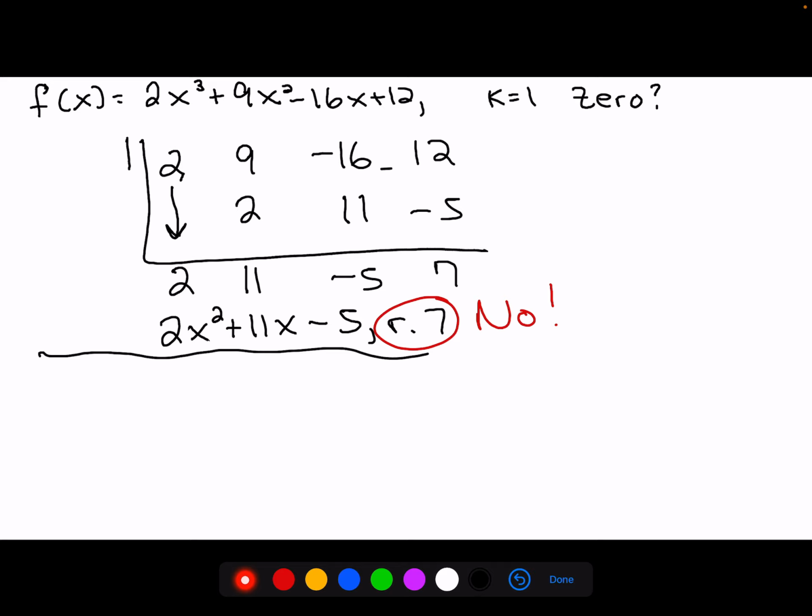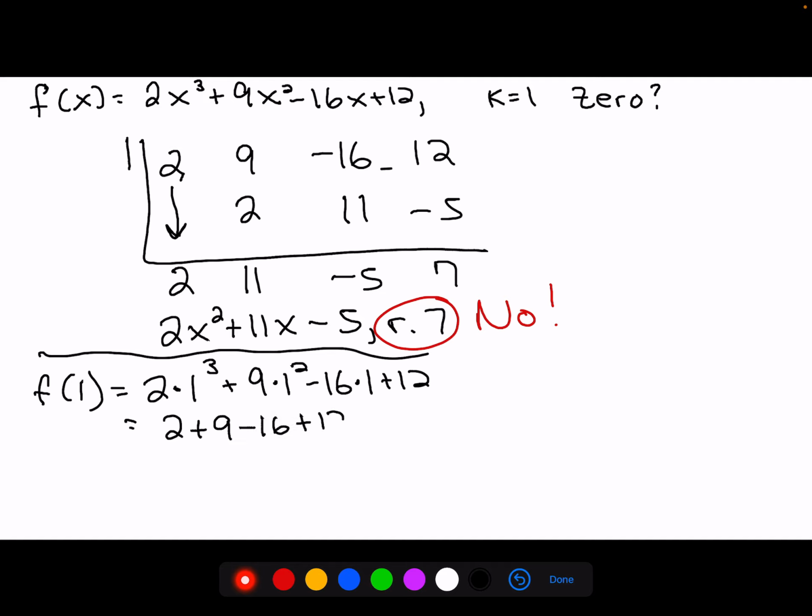If we went ahead and evaluated f of x at x equals 1, we would get 7 as our answer that way as well. So we get 2 plus 9 minus 16 plus 12, which is 7. So yeah, notice those two are the same. They're supposed to be. So that is not a zero of the function.